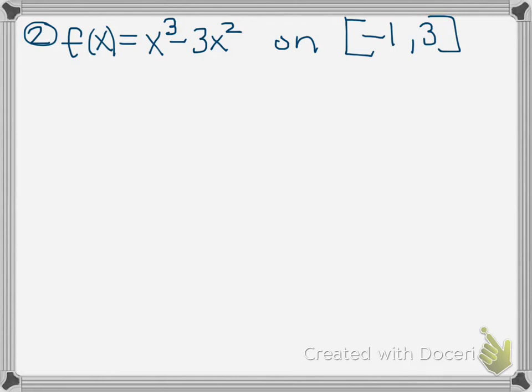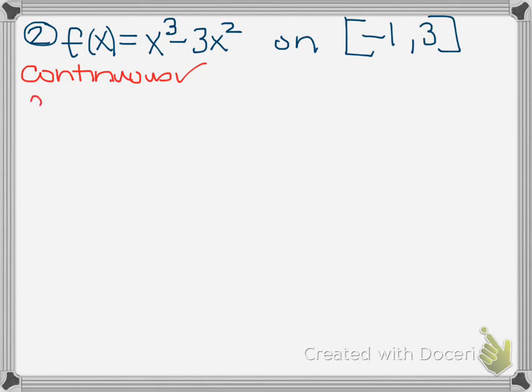So, step 1, are we continuous? Okay, continuous. Check. It's a polynomial. We're good to go. Next step. Let's find a derivative. So take a derivative. F prime.